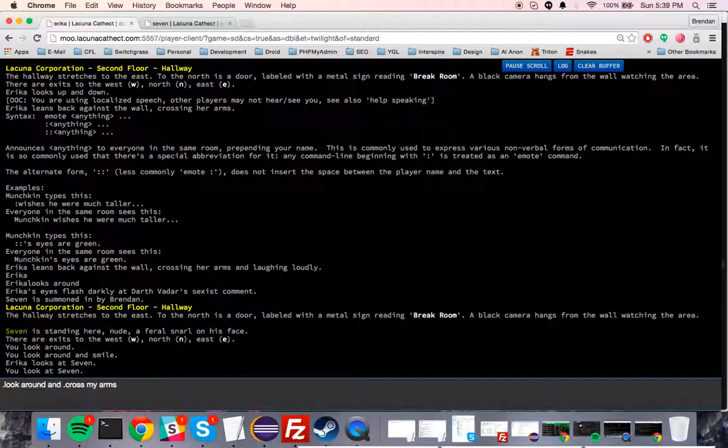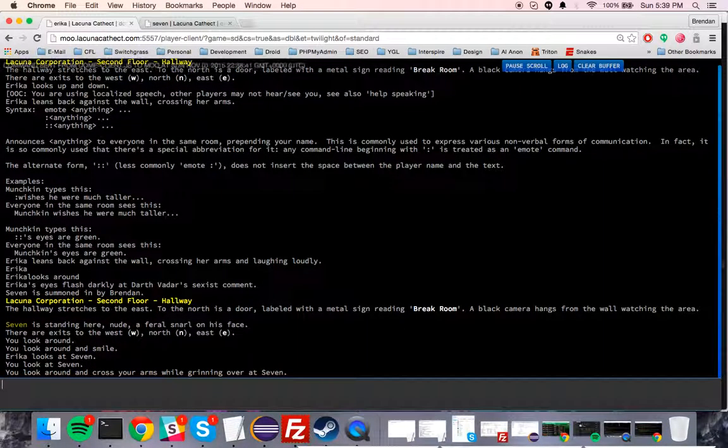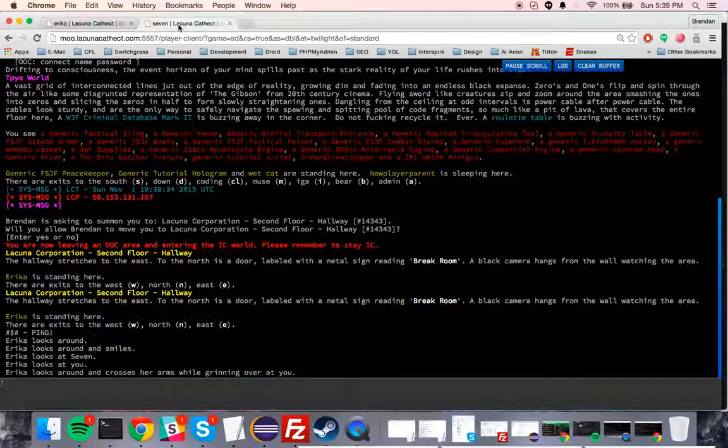So to string some of this together, you could do dot look around and dot cross my arms while grinning over at, not grinding, grinning over at Seven. So you look around and cross your arms while grinning over at Seven. And Seven sees Erica looks around and crosses her arms while grinning over at Seven.